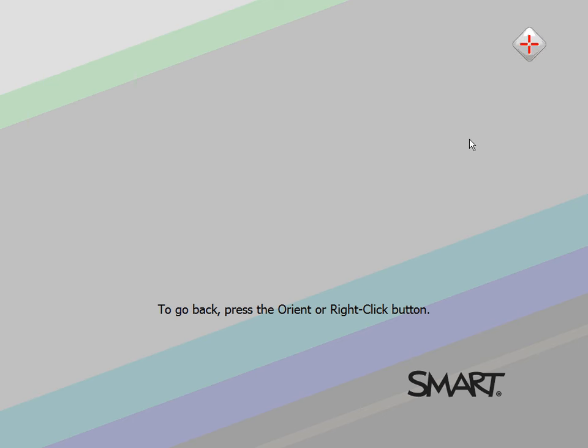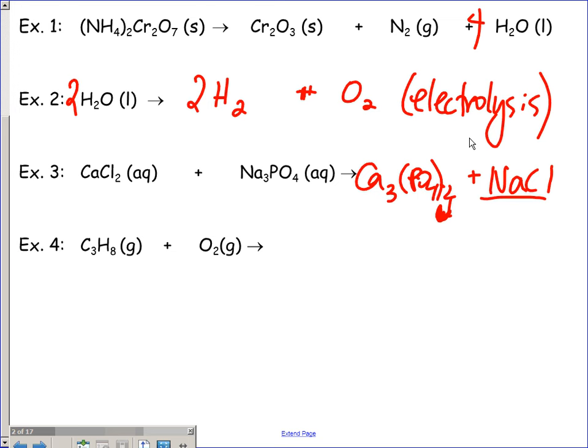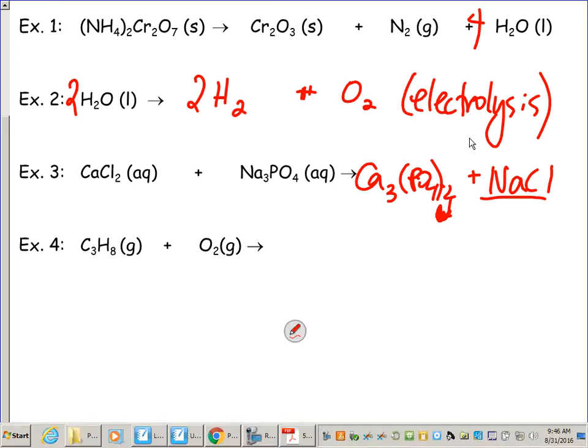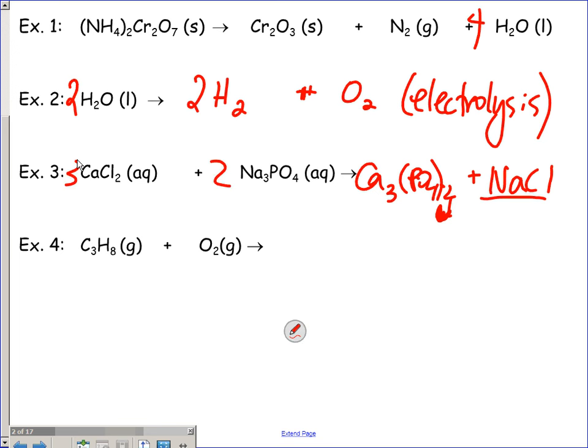Alright, and then you guys have the last one. What's the first? Oh no, sorry. Balance that one. Balance this one for me. Say again. 3, 2, 1, and 6. Good. Okay, and then what kind of reaction is this last one? So we see oxygen, right? That should be the key. Combustion. Hydrocarbons that react with oxygen is a combustion reaction.